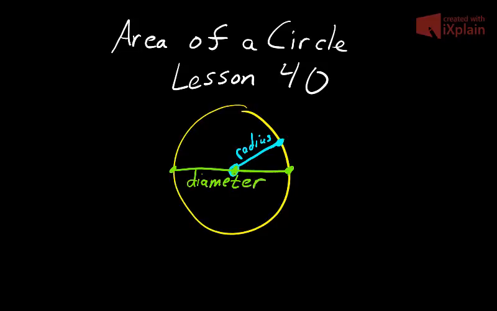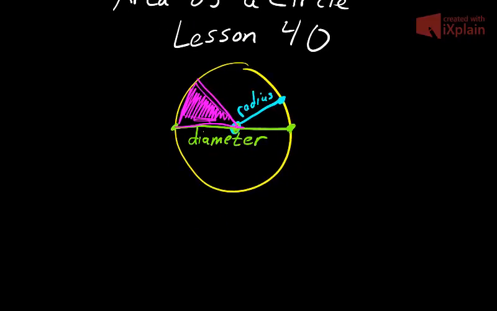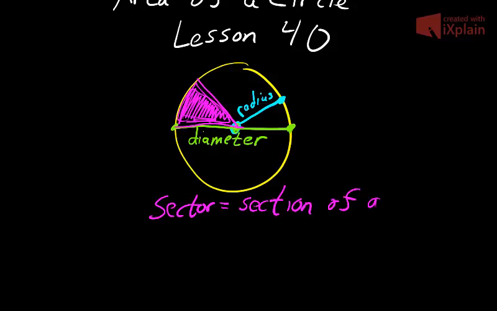And then I also have a couple new words I would like you guys to know. The first one is a sector. A sector of a circle is part of the inside. It's like if we take a pie slice out of this circle, the area of this section right here would be known as a sector. So a sector would be a section of a circle.